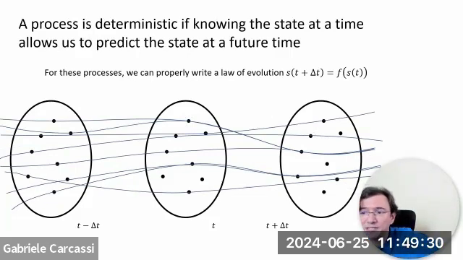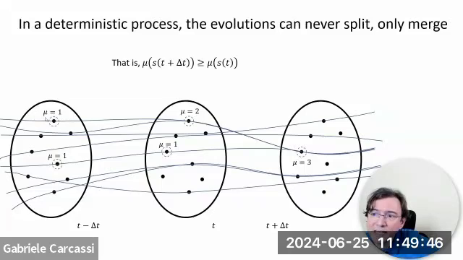Now we put an assumption and say that the process is deterministic, meaning that if I know the state at a time, that allows us to predict the state at all future times, right? And this is what essentially allows us to write a law of evolution. If I'm here, I'm going to be here, and if I'm here, I'm going to be here. And now what you note is that if the process is deterministic, then the evolution can never split, because if it's deterministic, all the evolutions that go through here will have to go through the same state. But they can merge. You can have two different conditions that then merge into the same state.